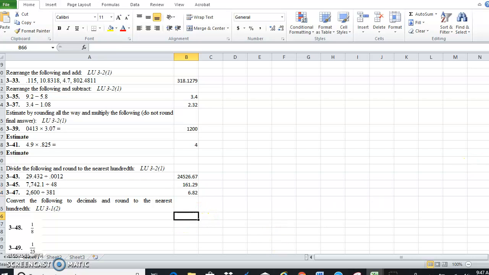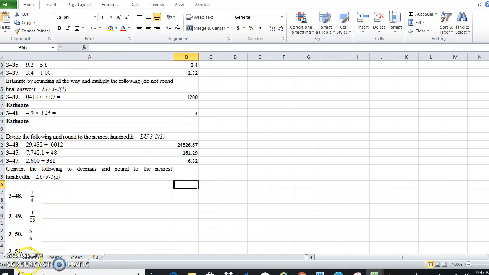Okay, convert the following to decimals and round to the nearest hundredth. We are at the 14-minute mark here, so I'm going to stop it here. And we will pick up with 3-49 because I'm not doing the even numbered problems for you. I just had to copy and paste this because of the fraction.